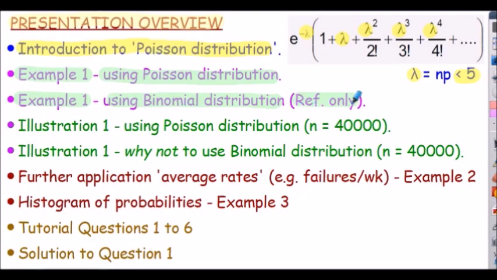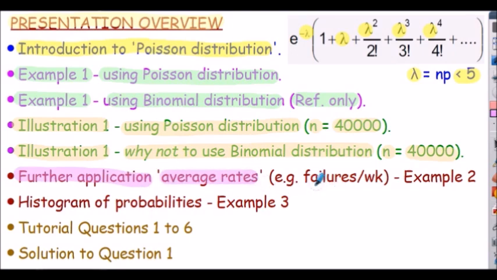That's purely for reference. We then have illustration 1 that uses the Poisson distribution when the n, the sample size or number of trials, is 40,000, and we rework illustration 1 to show why it's preferable not to use the binomial distribution when we have such a large n value. We then consider a further application of the Poisson distribution related to what's termed average rates, for example failures per week of a particular machine or product, and example 2 is an application of average rates.